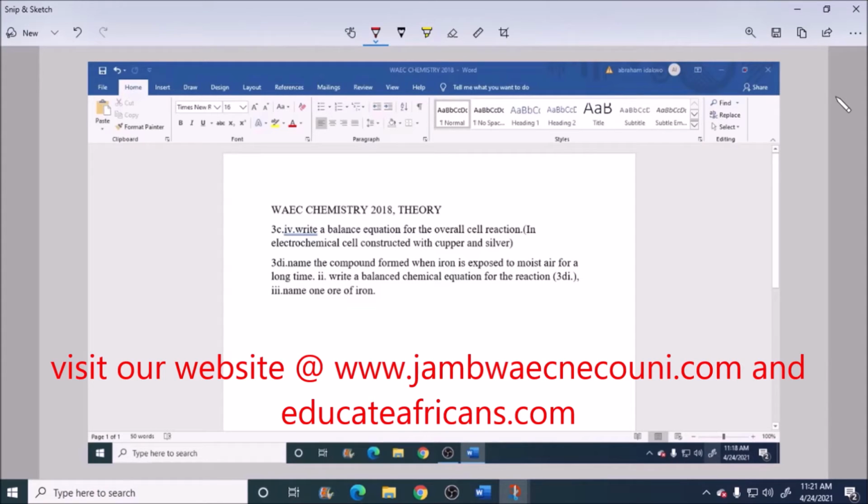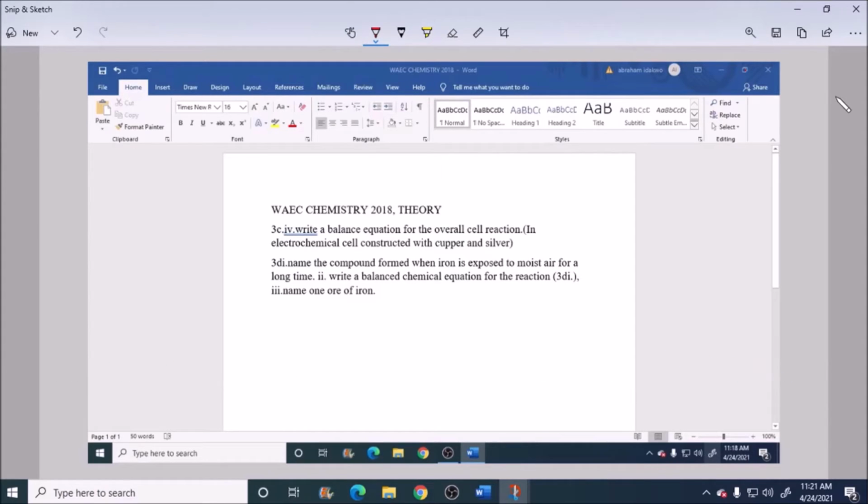Then Roman figure 2, we have to write a balanced chemical equation for the reaction in 3D, Roman figure 1, that is when iron is exposed to moist air. The equation is when you react iron in solid form with oxygen in gaseous form, then we add water to it. Then the equation gives iron 3 oxide with water of crystallization.